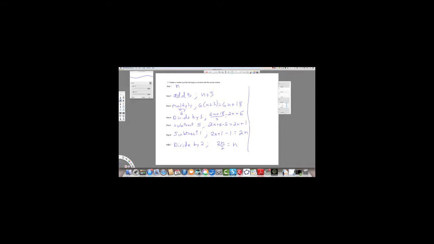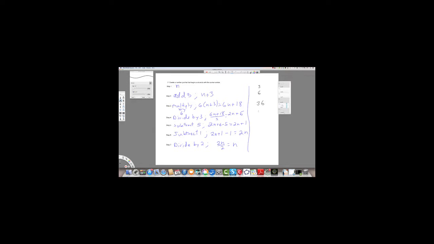You could make your own puzzle, do that however you want, have them pick a number. So say they pick 3 again. So I got 3, and then I'm going to add 3. 3 plus 3 is 6. I'm going to multiply this by 6. 6 times 6 is 36. I'm going to divide 36 by 3. That's going to be 12.